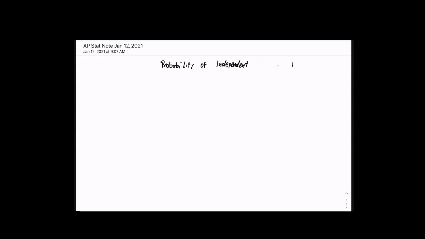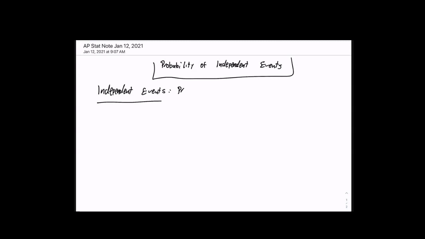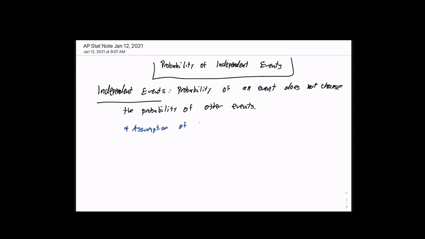Well, it's probability of independent events, basically. That's good enough. Just as a reminder from yesterday, independent events are such that the probability of an event does not change the probability of other events. Now, in the world of statistics, oftentimes the assumption of independence is made valid by randomization.